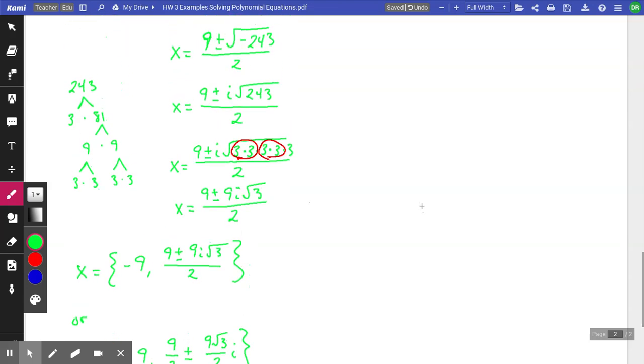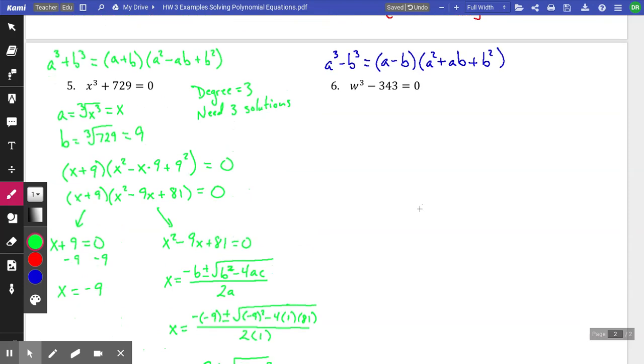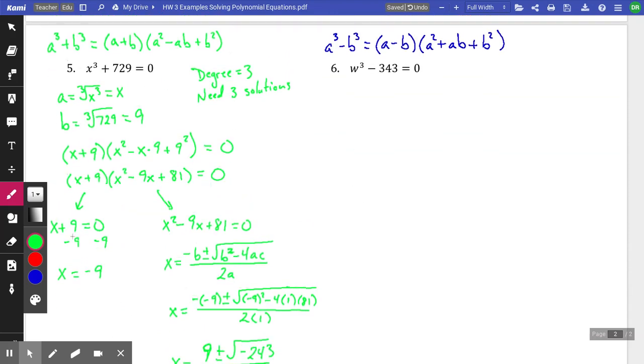Okay, so let's do one last of these in case you need it. It's just like number 5, actually. So you already know how to do it, but in case you want to see another example, here's our formula. The degree is 3 again, meaning you need 3 solutions.